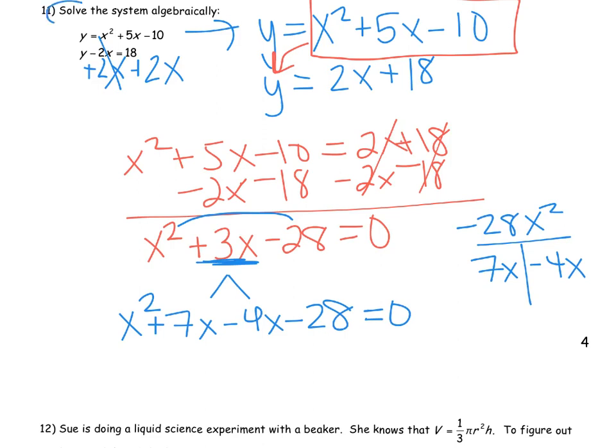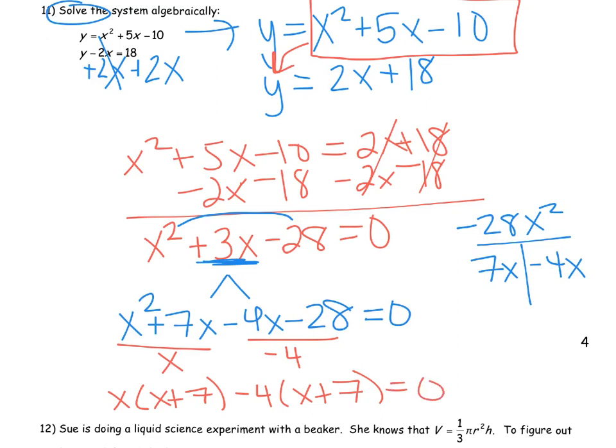It says to solve a system, guys. So you've got to solve for both the x and the y's. It's a lot of work here. I'm going to divide out by the GCF. I'm left with x times x plus 7 minus 4 times x plus 7. I hope those things in parentheses match.